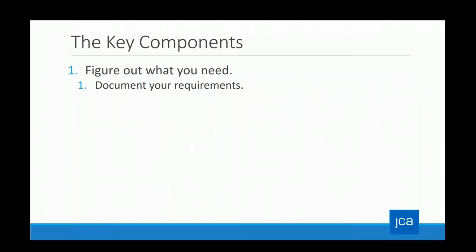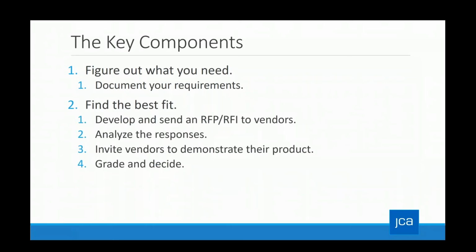Now, the second component is finding the best fit. And to find the best fit, you will use your requirements to help vendors display their system's ability to meet your organization's needs. Typically, you'll create an RFP or an RFI. You'll send it to as many vendors as you determine are appropriate. You'll receive and analyze their responses. And at this point, you will most likely cut the list. You'll invite the remaining vendors to demo their products. You'll grade what you see and make your decision.